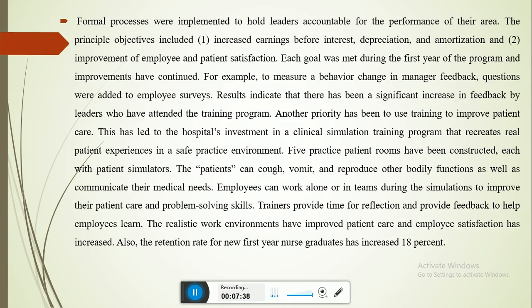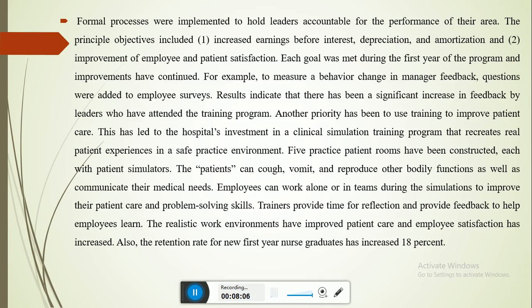Another priority has been to use training to improve patient care. This has led to the hospital investing in a clinical simulation training program that creates a real patient experience in a safe practice environment. So there is one training for leaders, and the next one is for patient care. Patient care is the facilities that they need to have for patients in order to give them a good service, in order to look after them.